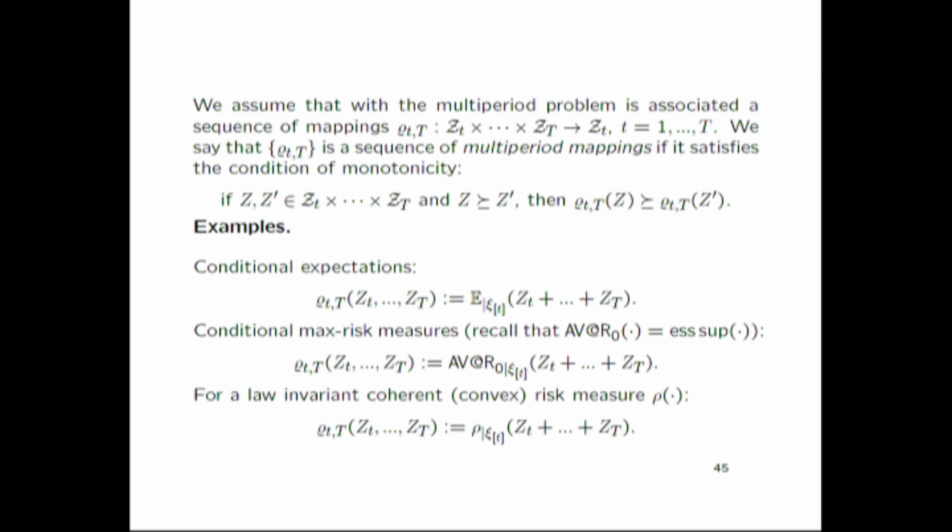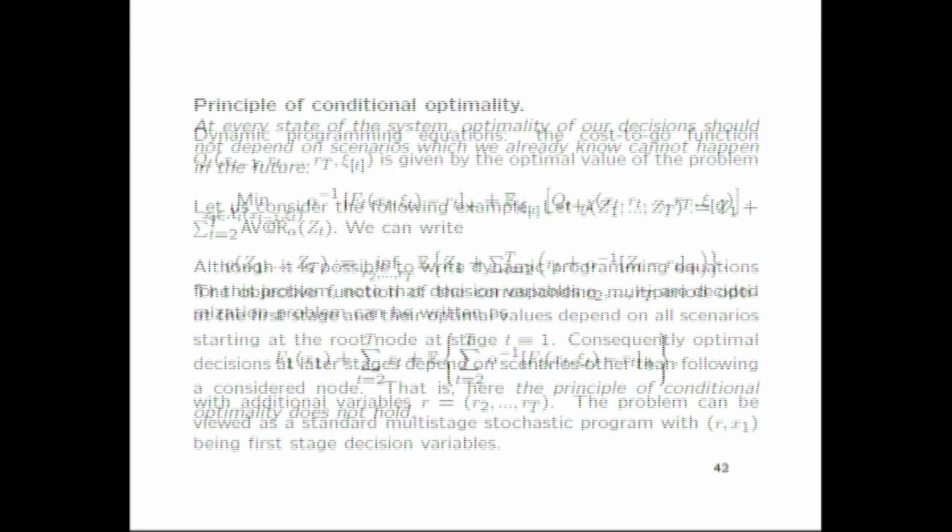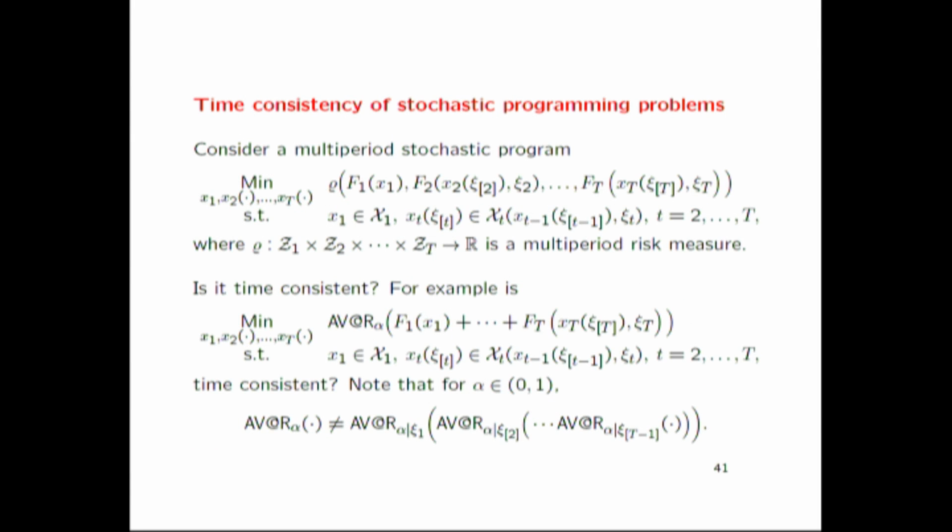So I can try to do the same for average value at risk, right? Here I put it at 0, this corresponds to that, it's the same. But if I try to do the same thing here, it will not be the same as when I optimize from the beginning, because it doesn't have this decomposability property. It's not the same, and there's a problem.